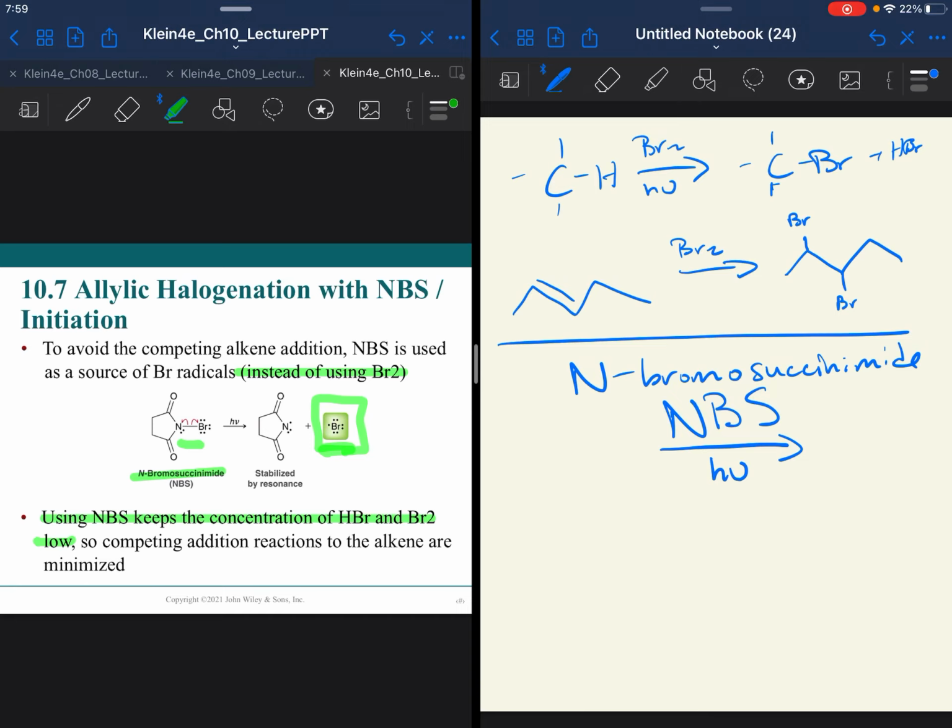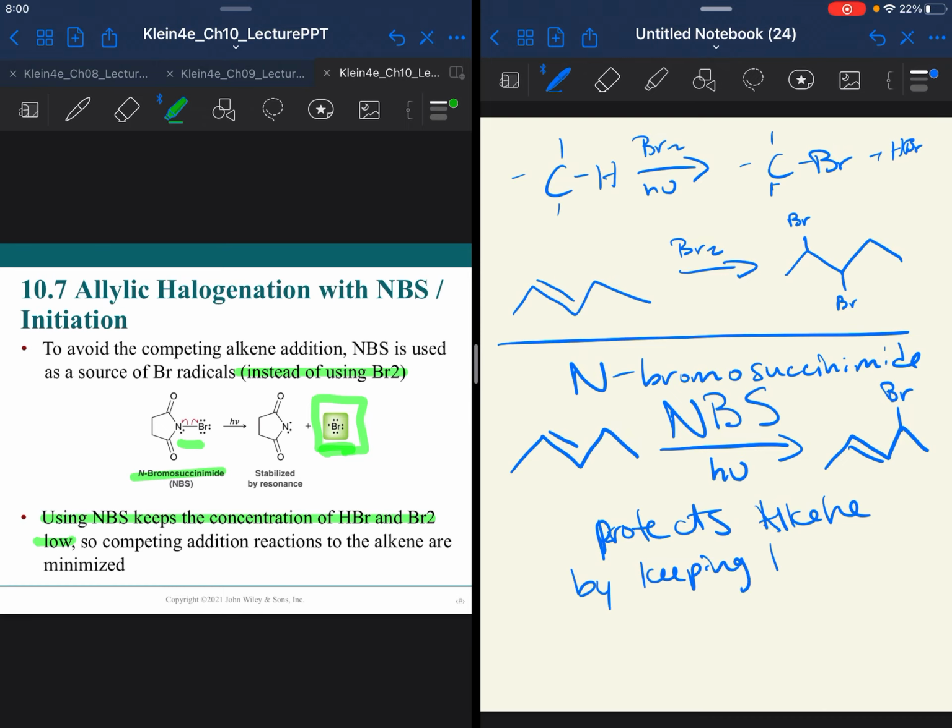So that way we could have bromine adding to the allylic position and keep the double bond intact, right? It sort of protects the alkene by keeping Br2 and HBr levels low.